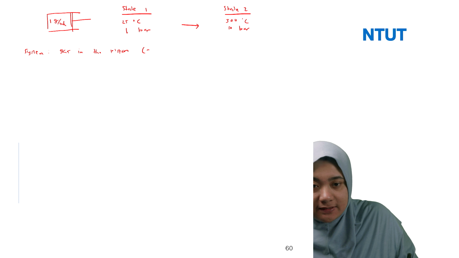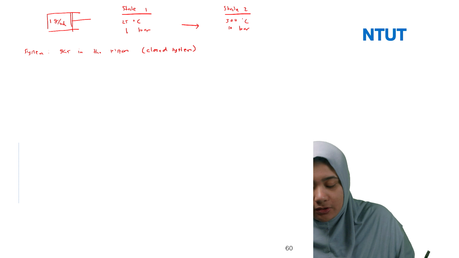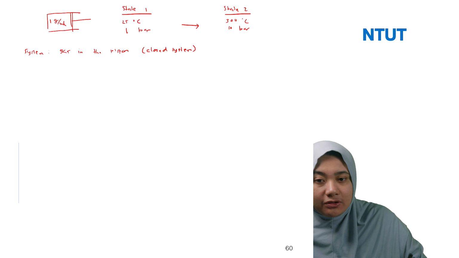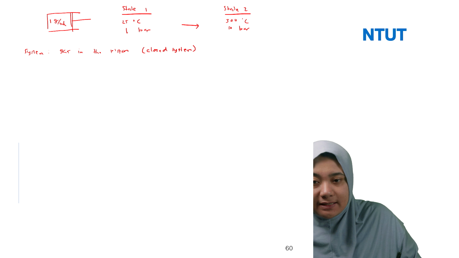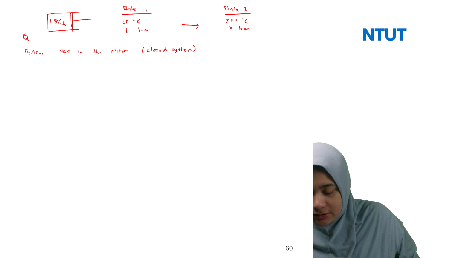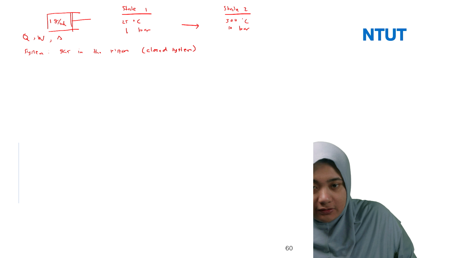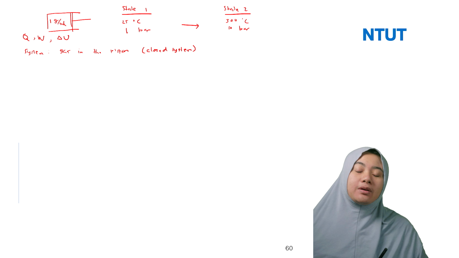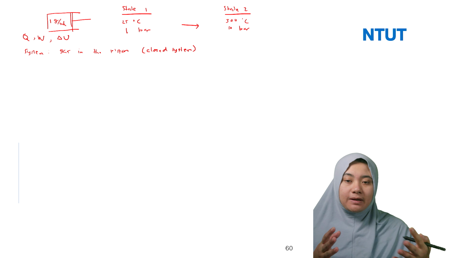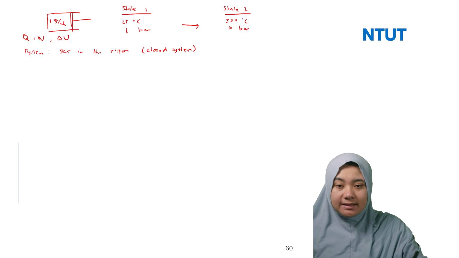So this means a closed system. You need to find Q, you need to find W, you need to find delta U. Which one is a state property, and which one is a path property?